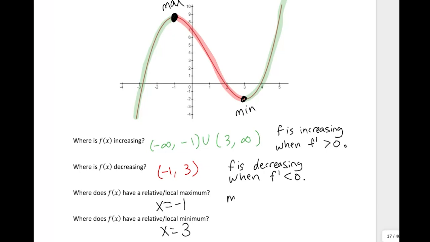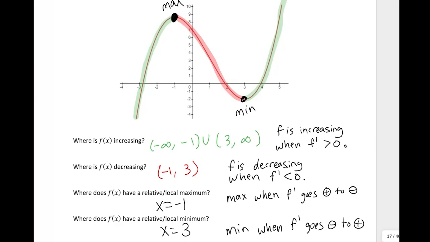So you're going to have a max when f prime, or the derivative, goes from being positive to negative. If you have that sign change in the derivative, you know there has to be a local max there. And similarly with the minimum, you can see at that minimum, we've got a negative slope followed by a positive slope. It's going down and then coming back up. And so as far as the derivative goes, if you have a minimum, then f prime is going to go from being negative to positive.